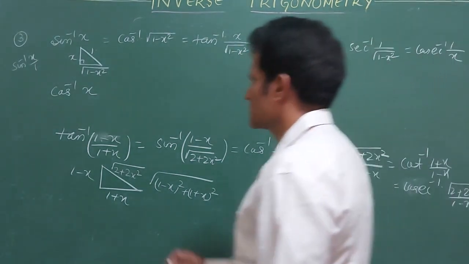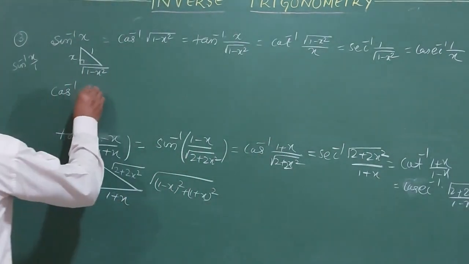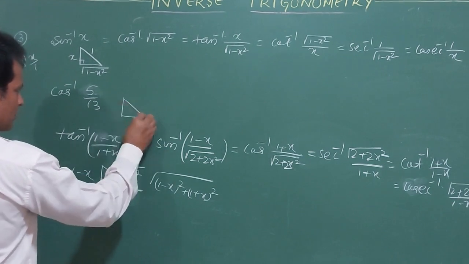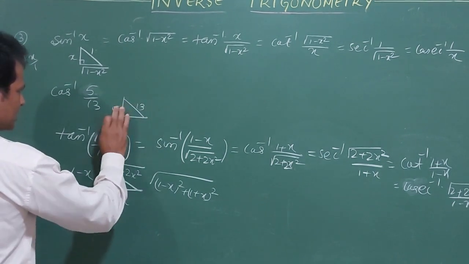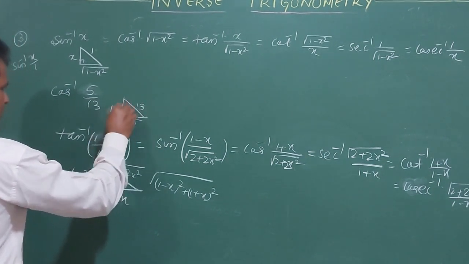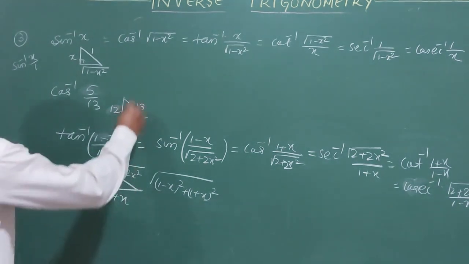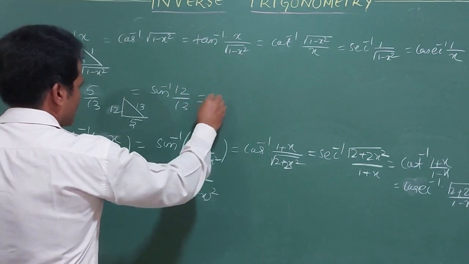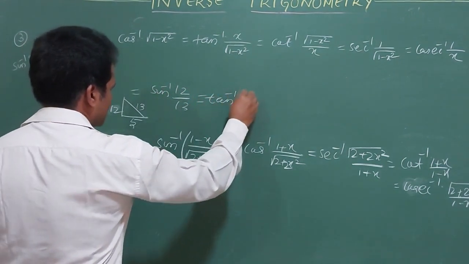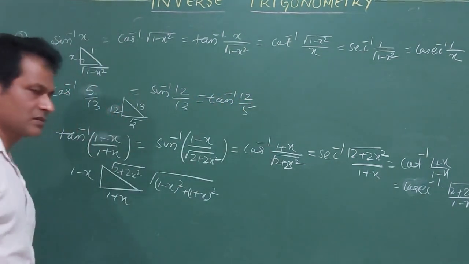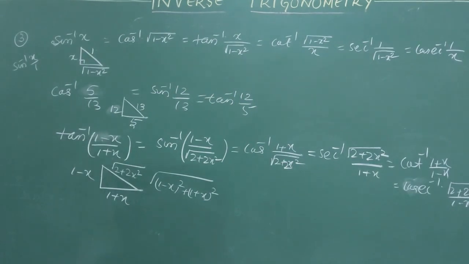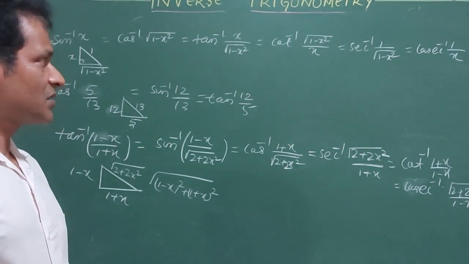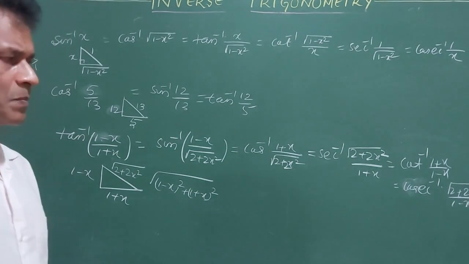Alright, suppose someone gives you cos inverse 5 by 13. It is the same way: 5, 13, and 12. Now go for it: sin inverse 12 by 13, tan inverse 12 by 5. This you can find out. Have you understood? So whenever it is required to solve this kind of question, we can solve it easily. Related to this, let us solve a small question. Let's see.